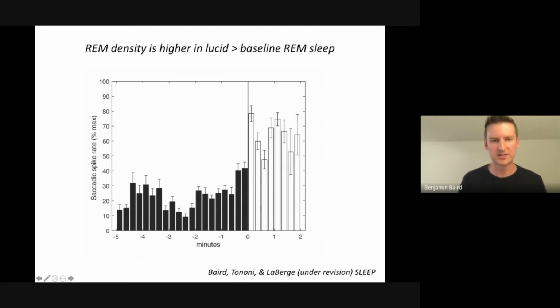And so here you can see the eye movement density on the y-axis. These are minutes leading up to lucidity onset, 0 marking lucidity onset with the eye movement signal. And you can see that the white bars after becoming lucid all show elevated EM density compared to the baseline period. We do see a little bit of an increase just before lucidity as well, but particularly after the shift to becoming lucid.